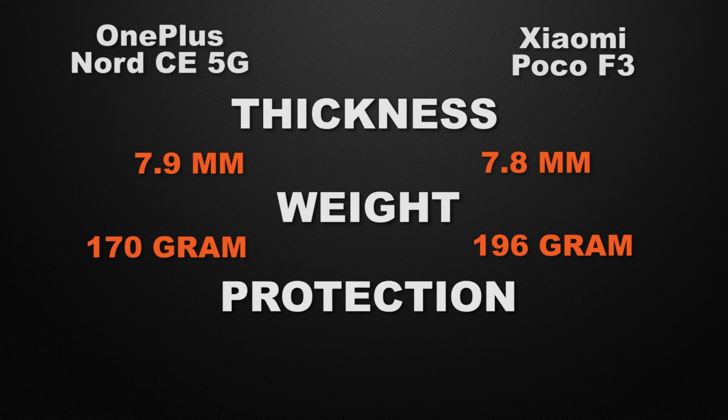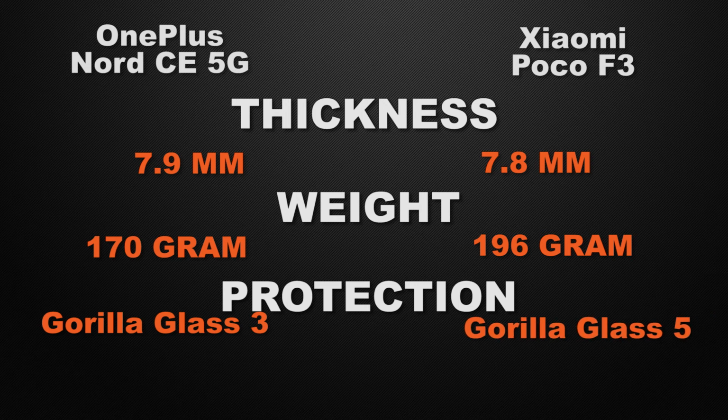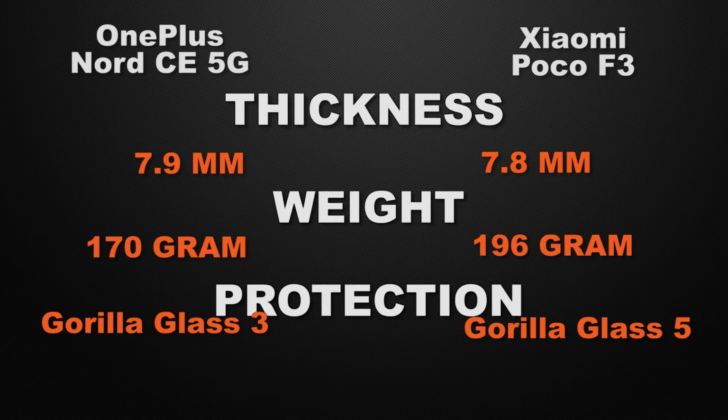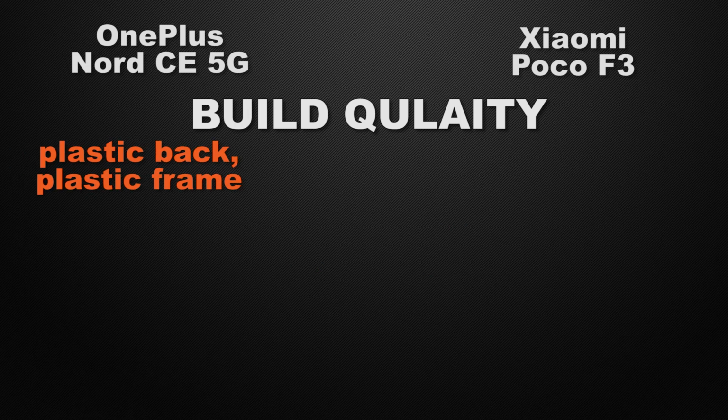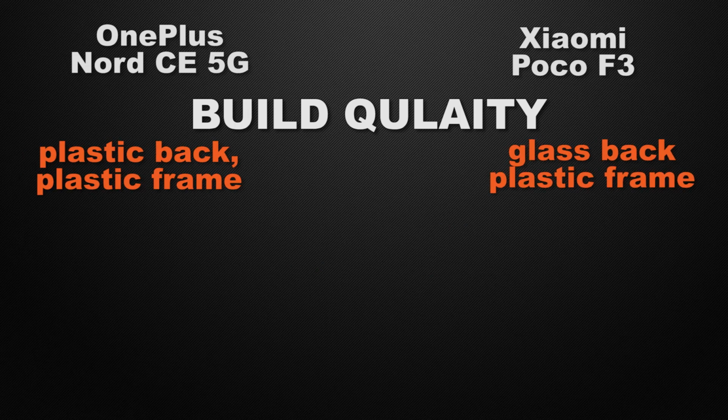And about the protective glass of the devices, Nord comes with Gorilla Glass 3 whereas F3 has Gorilla Glass 5. So the winner here is F3 because it has a newer generation of glass which is more durable than its older generation. Let's talk about the build quality of the devices. Nord has a plastic back with a plastic frame whereas F3 has a glass back with a plastic frame. So the winner here is F3 because it has solid build quality.